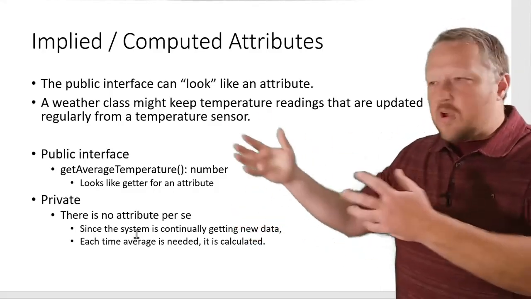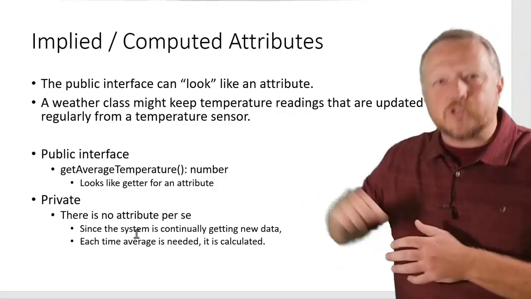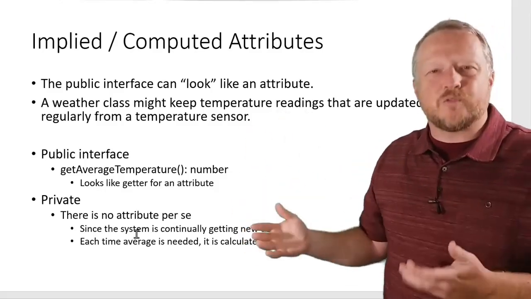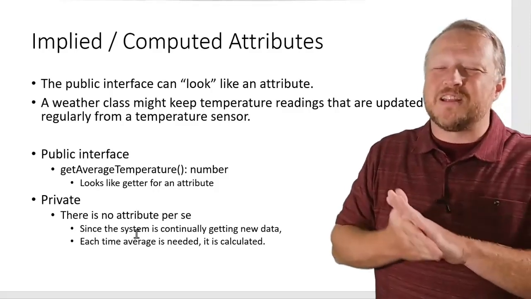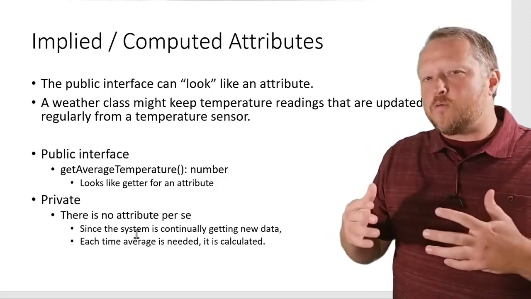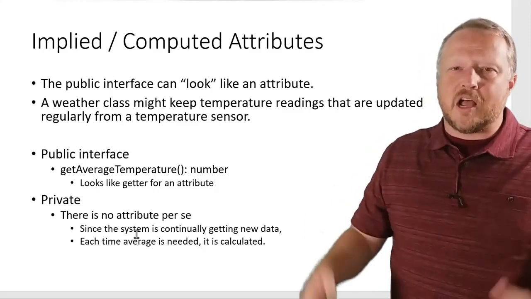Why don't you just grab all the values from the data and return the average from that, not just from a variable? That's where your implied or computed attribute would look in your overall construction and design of your class.